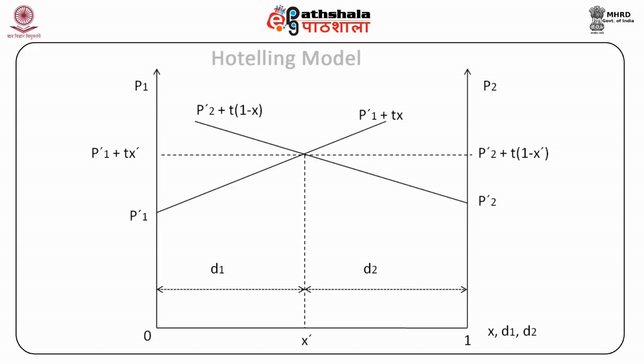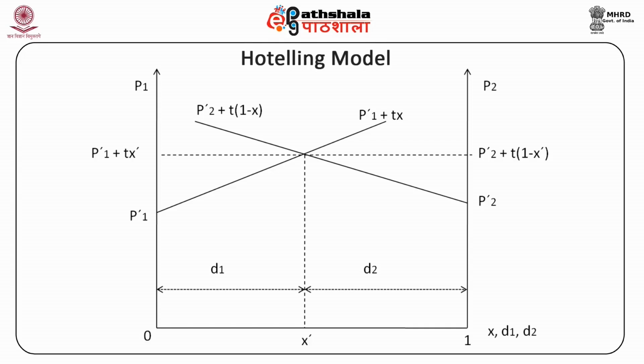From the figure, it can be seen that if the buyer is located at point X, he needs to travel a distance X in order to buy from firm 1. If T is the travel cost per unit of distance traveled, the total cost of buying at the store is given as the sum of the price P1 and the travel cost Tx. Thus, the total cost that the consumer has to pay for buying from firm 1 is given by P1 plus Tx, which is a function of the consumer's location.